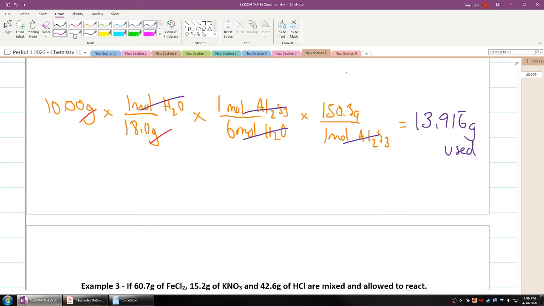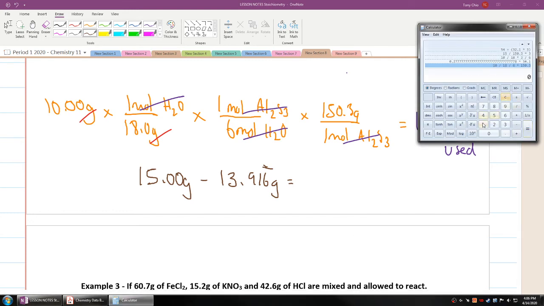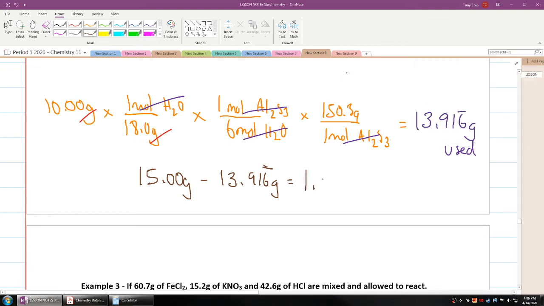So the last step is to now subtract 15.00 grams, subtracted by 13.916 repeating grams. I'm going to get what value? So 15 subtracted by 13.916 repeating, I'm going to get 1.083. 1.083 grams remain of aluminum sulfide. So that's what's going to remain at the end of this reaction.